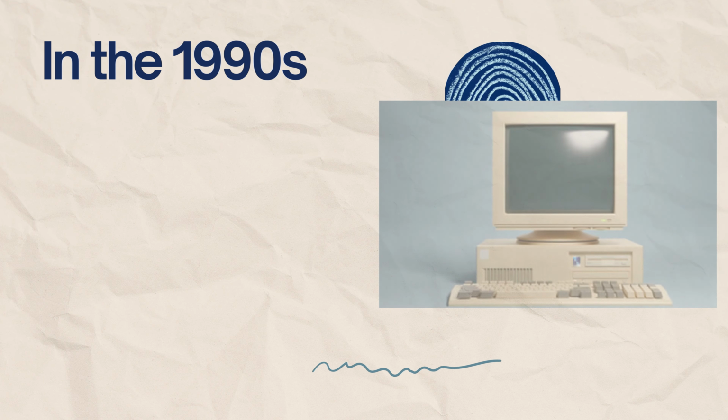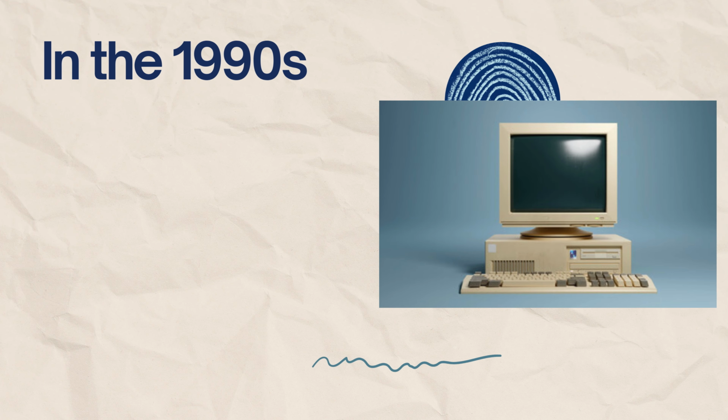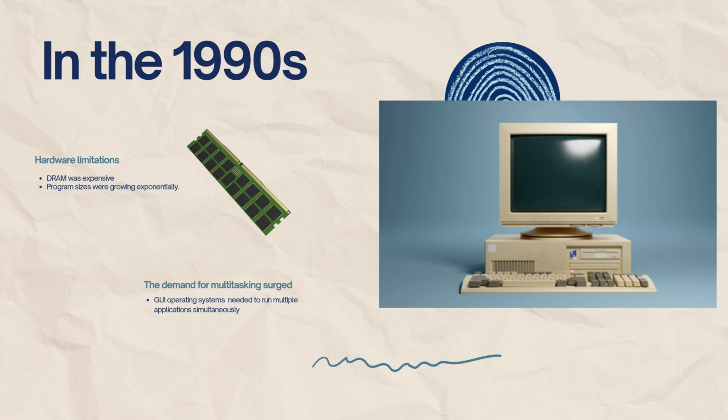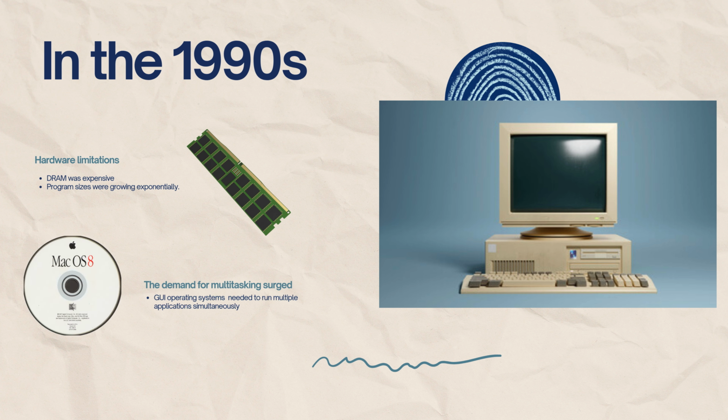In the 1990s, more issues began to surface. First, hardware limitations. DRAM was expensive. For example, in 1990, 16 megabytes cost $200, while program sizes were growing exponentially. For example, Windows 95 required 8 megabytes plus, and large games began to consume tens of MBs. Second, the demand for multitasking surged. GUI operating systems like Windows 95 and Mac OS 8 needed to run multiple applications simultaneously. Physical memory allocation could no longer keep up.